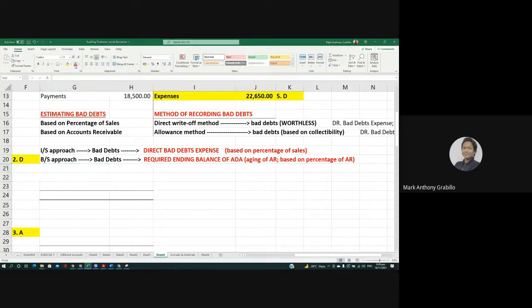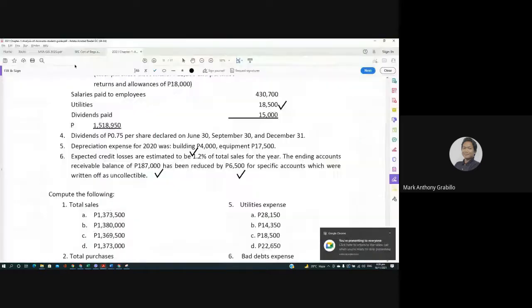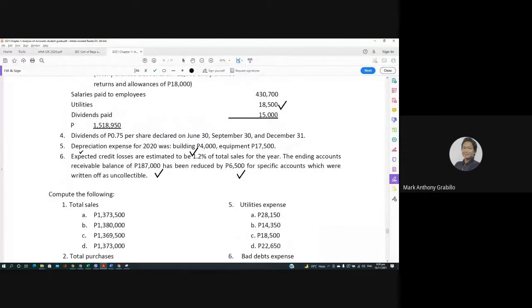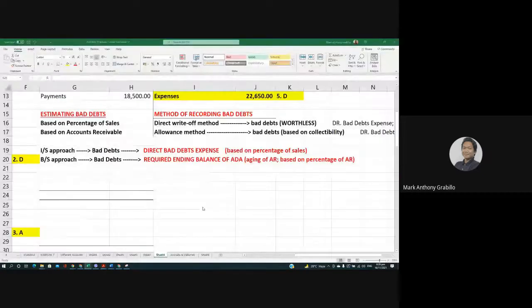Alright. So, let's try naman to compute yung sinabi ng number 6, bad debts expense daw. So, saan tayo titingin? Expected credit losses are estimated to be 1.2% of total sales for the year. So, ano yung approach na ginamit nila? Balance sheet approach or income statement approach? Income statement approach. That's correct. Sa income statement approach kasi based sa total sales. So sinabi daw based sa total sales.